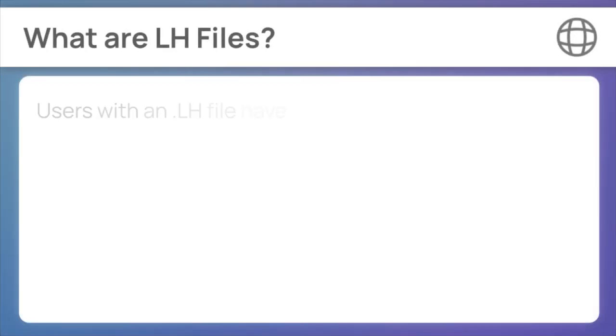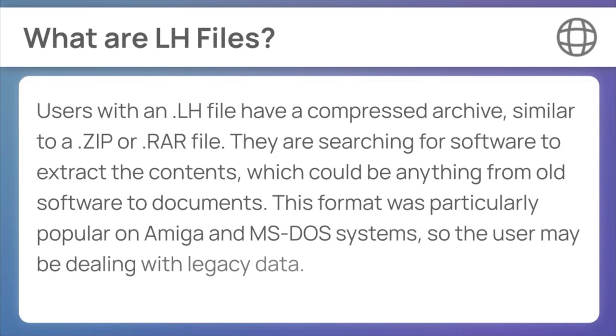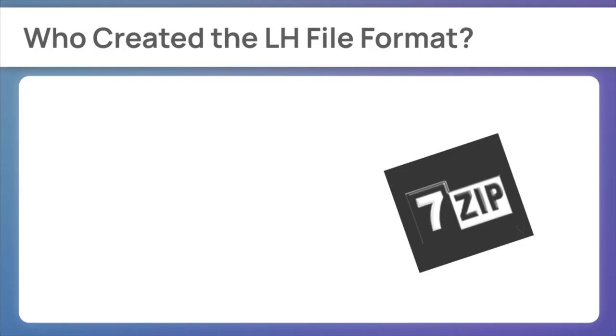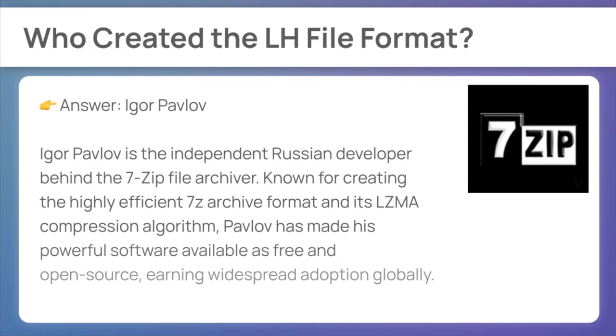Users with an LH file have a compressed archive, similar to a zip or RAR file. They are searching for software to extract the contents, which could be anything from old software to documents. This format was particularly popular on Amiga and MS-DOS systems, so the user may be dealing with legacy data.